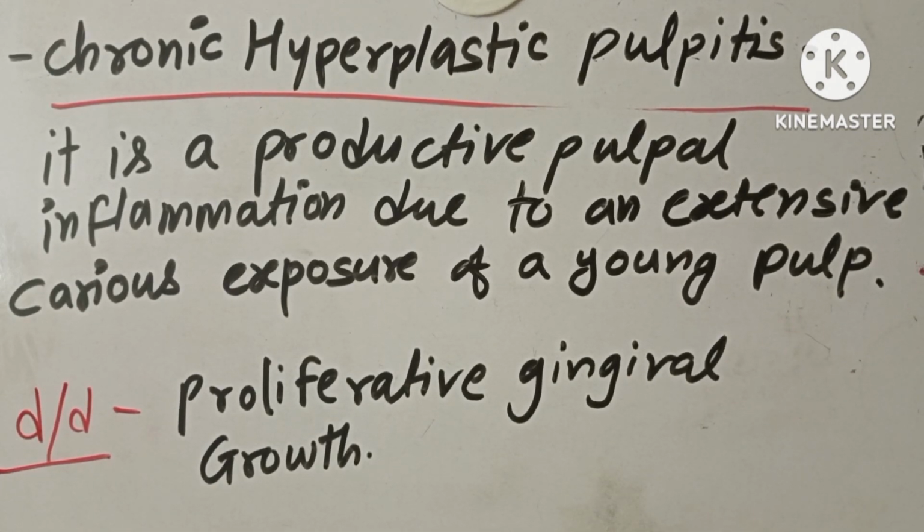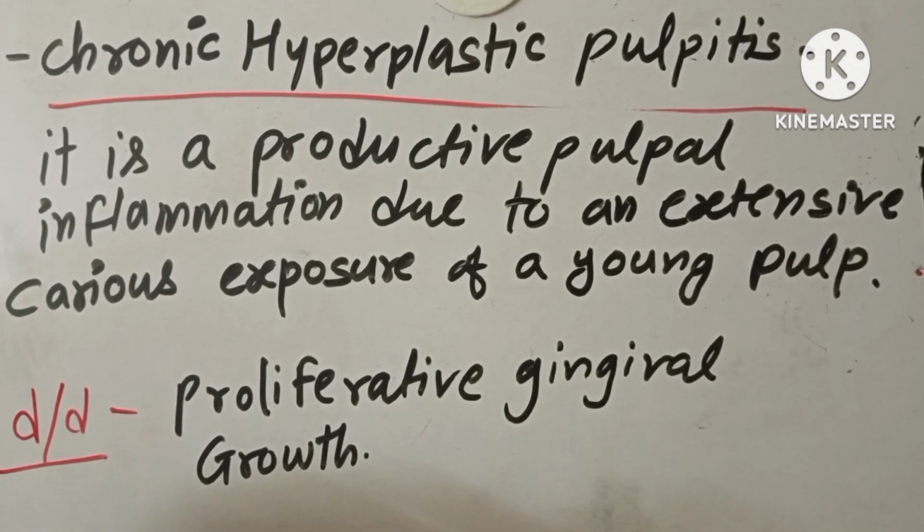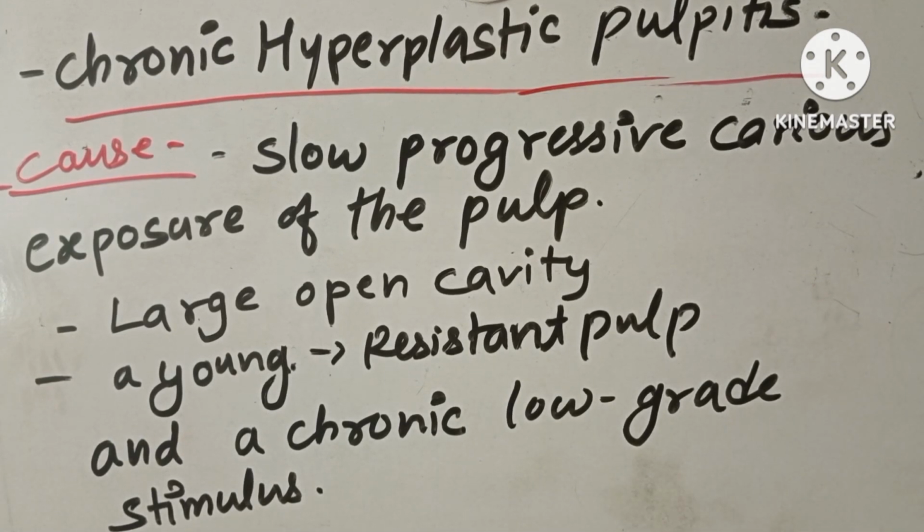The probe is taken and the polyp is raised and the end of the polyp is traced. If attached to the gingiva, it's called a gingival polyp. So, what are the causes of chronic hyperplastic pulpitis? When slow progressive carious exposure of the pulp happens, it causes chronic hyperplastic pulpitis.